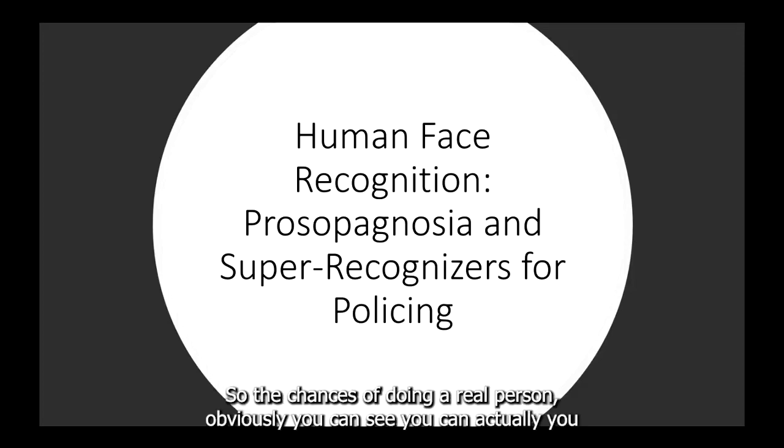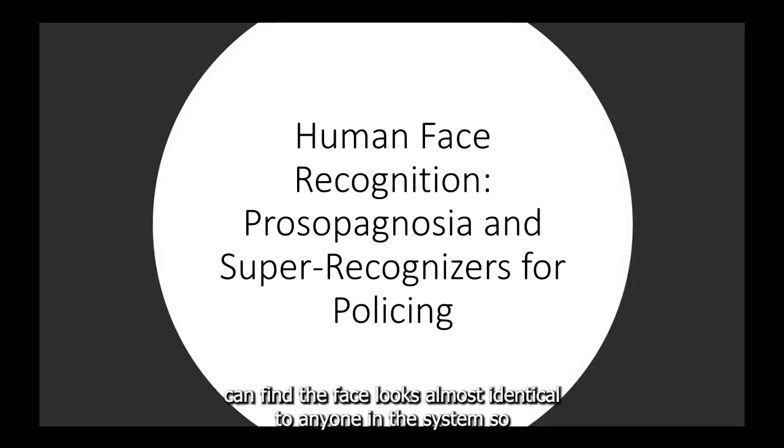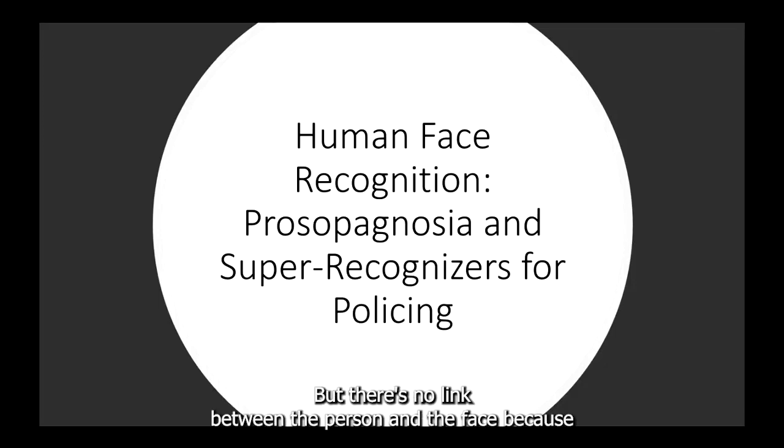So the chances of doing a real person, obviously, you can see I can find a face that looks almost identical to anyone in this system. So you can easily pull faces out of the system that will resemble a person, but there's no link between the person and the face, because it's randomly generated, but occasionally it'll land on somebody real.